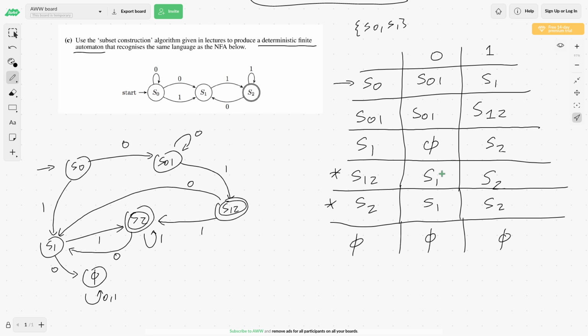So if you're pressed for time in the exam, you could just draw this table and not even bother to draw this thing, and it would still be a totally correct answer because everything that this diagram encodes, this table also encodes. You just have to make sure you indicate which is the starting state and which are the final states, and this would also be a valid answer.